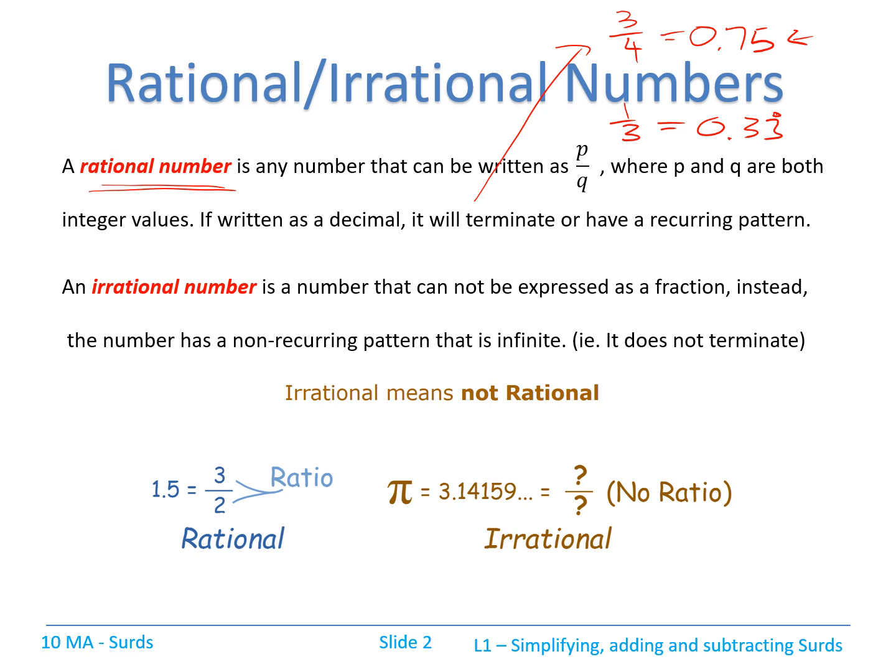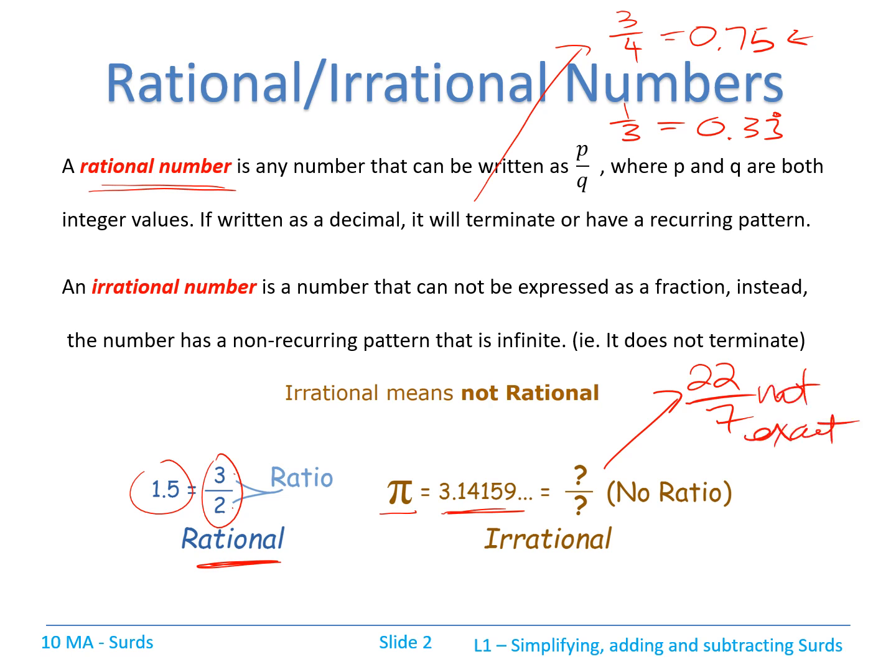An irrational number is a number that can't be expressed as a fraction. It will have a non-recurring pattern that goes on forever, so it doesn't terminate. So have a look here, 1.5, we can express that as 3/2. So that's rational, because I've got two whole numbers in a fraction. Pi can't be expressed as just one fraction over another. A lot of the time they approximate pi to be 22 on 7. However, it's not exact. So that's why it is irrational, because it's a non-recurring decimal that goes on to infinity. So that's what an irrational number is.